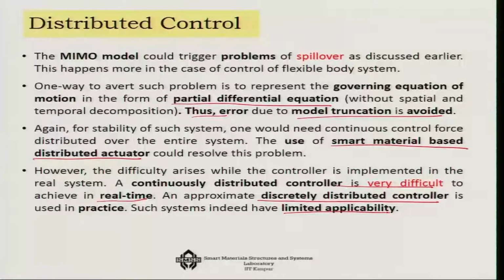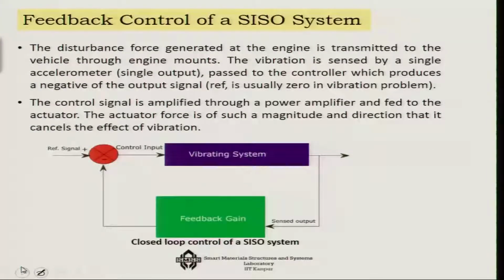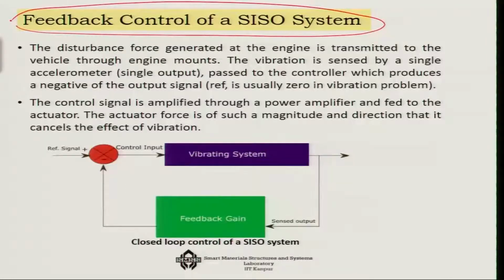So, there are these three types of control strategies which we can adopt: a very simplified one, that is SISO, slightly more complicated, that is MIMO, and more complicated, that is the distributed controller. We will first see how for SISO we are going to use this strategy for active vibration control, then we will see other types of control strategies. So, first we are going to concentrate on the feedback control of a SISO system for vibration control.